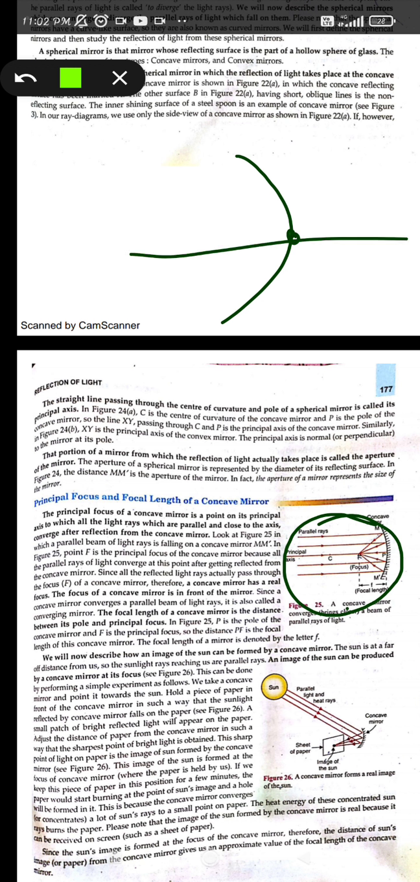This center of the mirror is the pole, that is given by the letter P. It is not the principal axis, but it is the pole. So the distance between the pole and the focus is said to be small f, the focal length. Okay. So this is what the concave mirror tells us about.